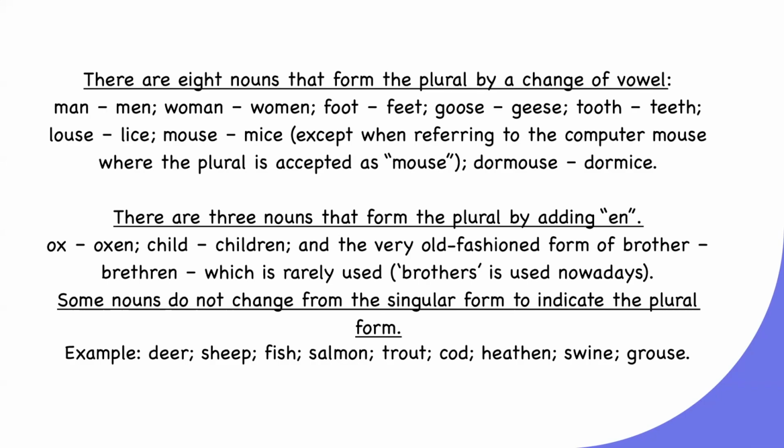There are 3 nouns that form the plural by ending in EN. So ox becomes oxen, child becomes children, and the very old-fashioned form of brother used to be brethren, very rarely used now, so usually it's brothers that is used nowadays. Some nouns don't change from the singular form to indicate the plural form. For example, deer, could be more than one, sheep, fish, salmon, trout, cod, heathen, swine, or grouse.